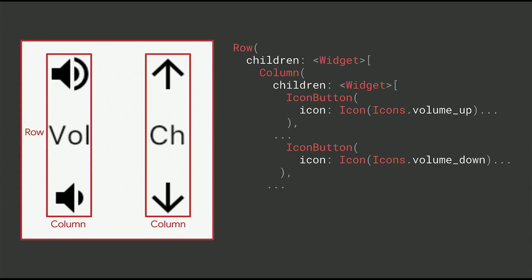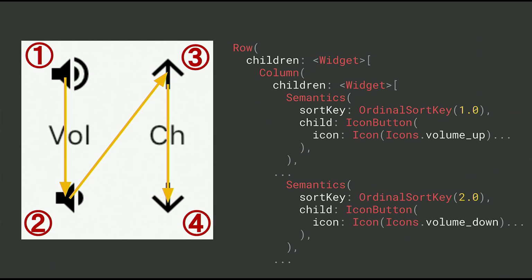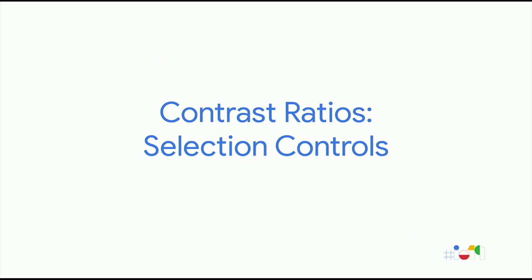The second is the order the screen reader traverses your UI. Like here, we have 2 columns, each with 2 buttons, placed next to each other in a row. In left-to-right language locales, the screen reader will assume this was intended to be read like you'd read a book, left to right, line by line. Volume up, volume down, channel down. But that's a confusing order for these controls. What we really want is volume up, volume down, channel up, channel down. So we wrap the buttons in semantics widgets and specify the order we want them to be read in.